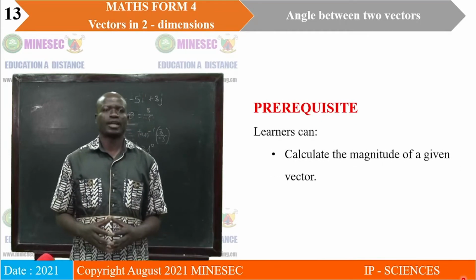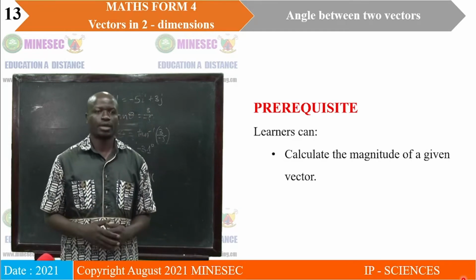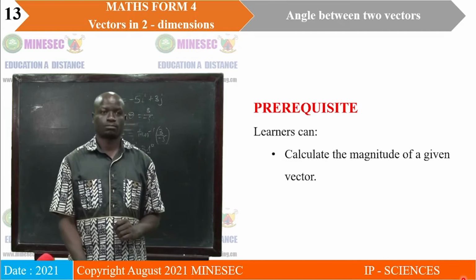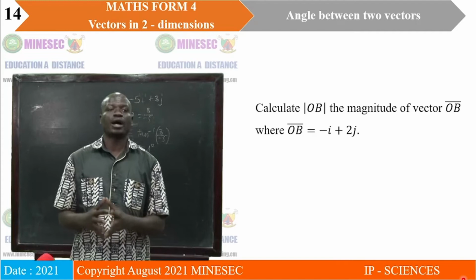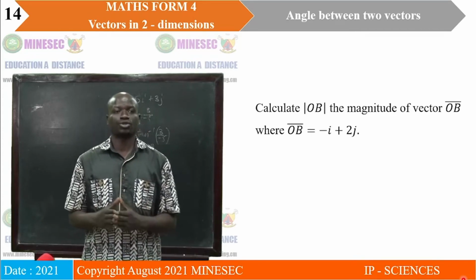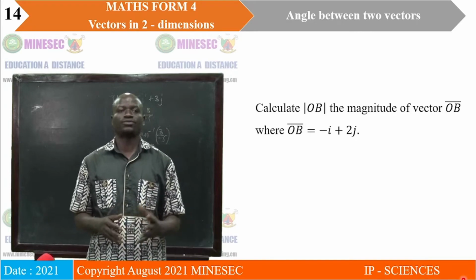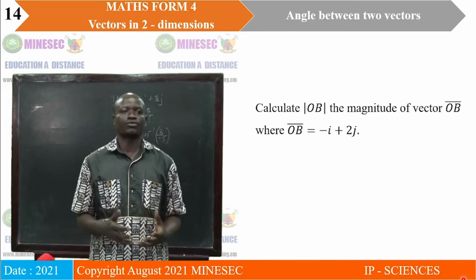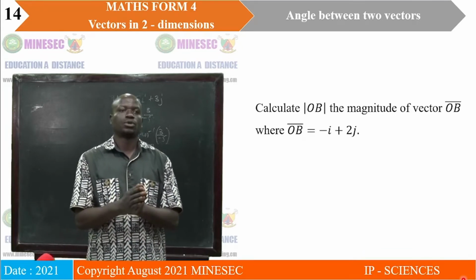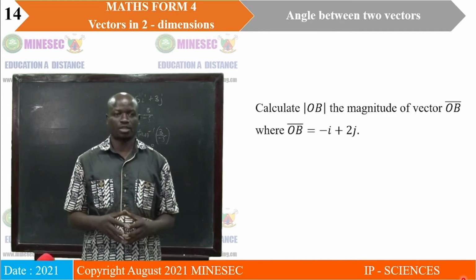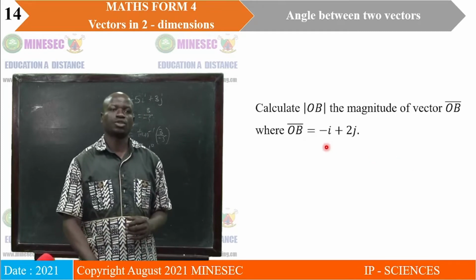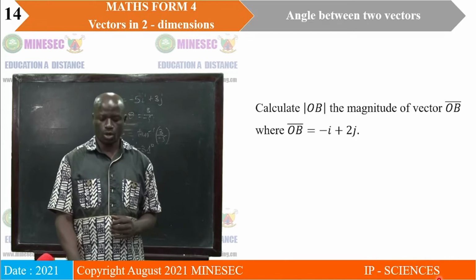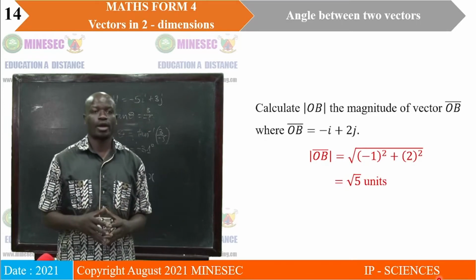Before you do this lesson, there is a concept that you should be comfortable with, and you should, as a learner, be capable of calculating the magnitude of a given vector. So, to verify whether we are still comfortable with that, let's calculate the magnitude of vector OB, where vector OB is equal to negative i plus 2j. We can recall that, to calculate the magnitude of a vector, we find the square root of the sum of the squares of the coefficients of i and j respectively. So the coefficient of i in this vector is negative 1. The coefficient of j is 2. So the magnitude will be square root of negative 1 squared plus 2 squared. And that gives us the square root of 5 units.